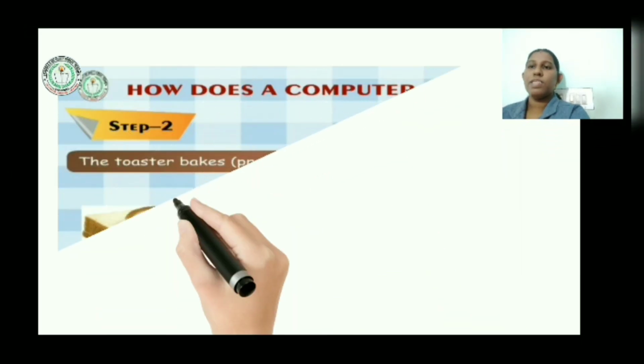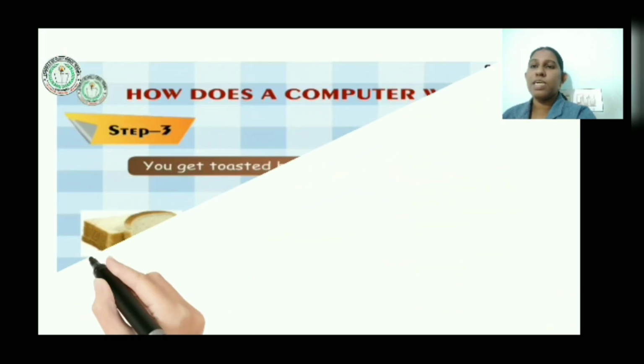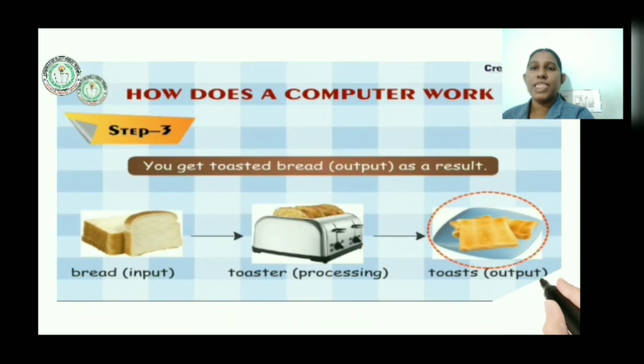Second step, step 2, the toaster bakes the bread for some time. What will the toaster do? It will toast it for some time. That is called processing. Then what is the third step? Step 3, you get a toasted bread as a result. What do we get after toasting? Toasted bread. That is called the output.